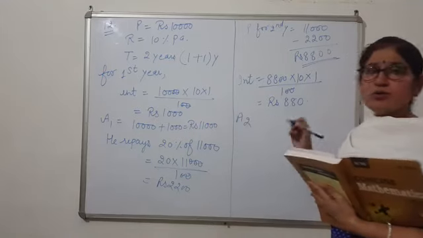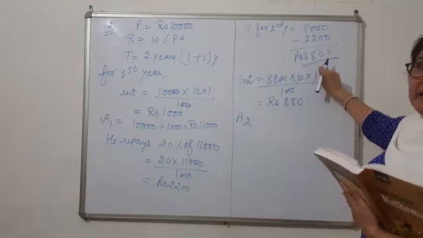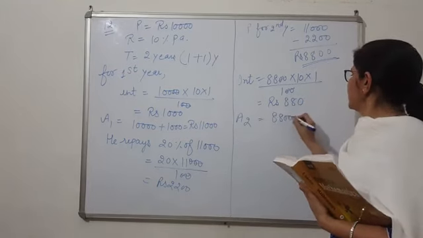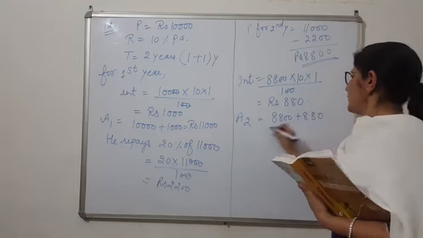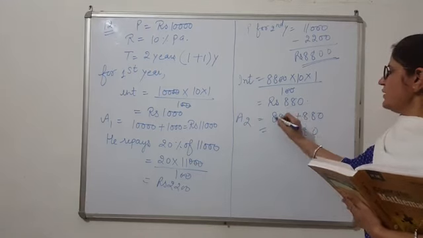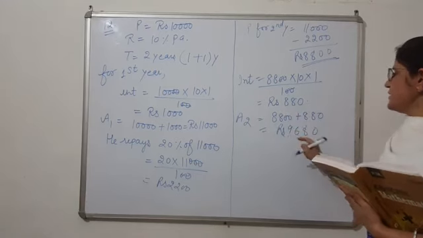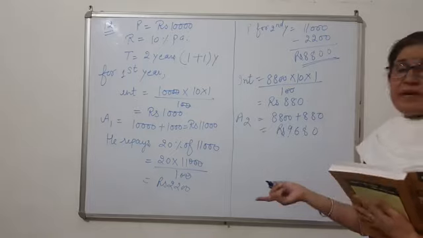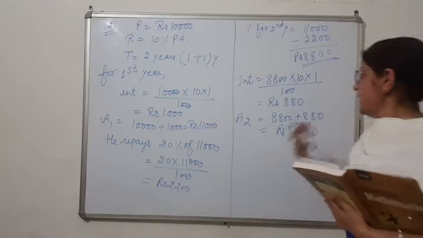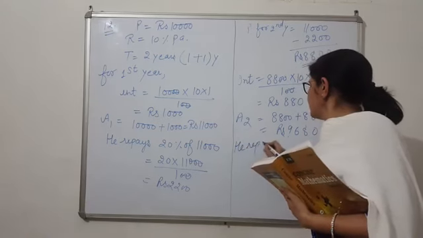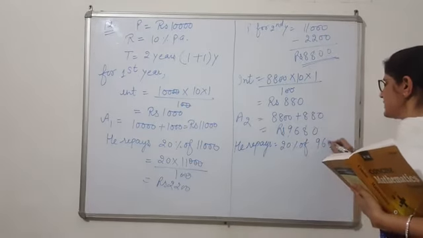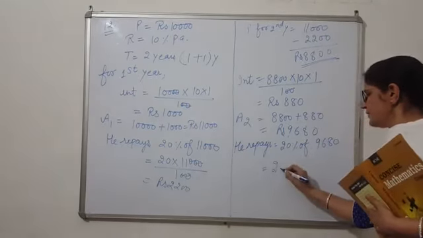Amount after 2 years: this 880 we will add to 8,800 rupees. When we add, 0, 8, 8 and 8, 16, 1, 8, 1, 9. Means 9,680. Again, what does he repay? 20% of the amount. What is the amount? 9,680. So he repays 20% of 9,680. We calculate here.